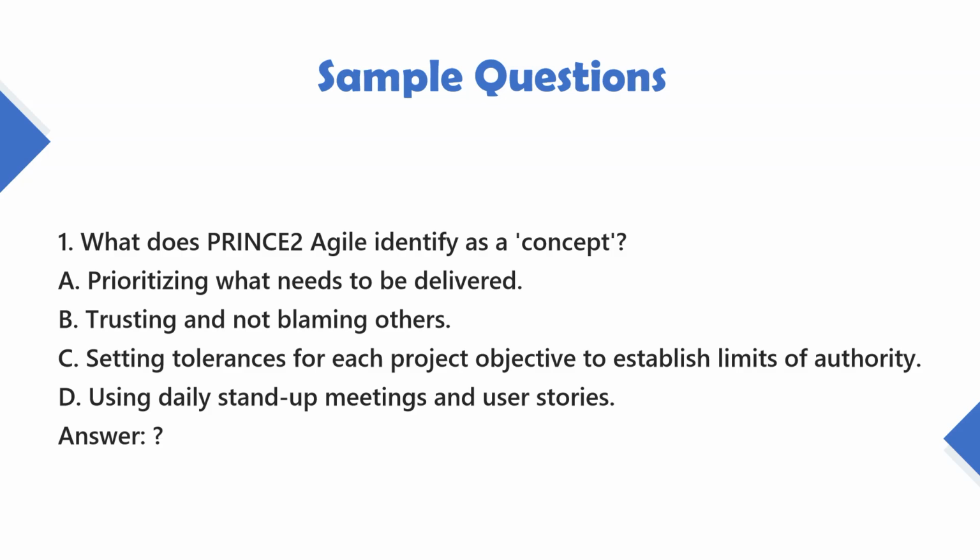1. What does PRINCE2 Agile identify as a concept? A. Prioritizing what needs to be delivered. B. Trusting and not blaming others. C. Setting tolerances for each project objective to establish limits of authority. D. Using daily stand-up meetings and user stories.